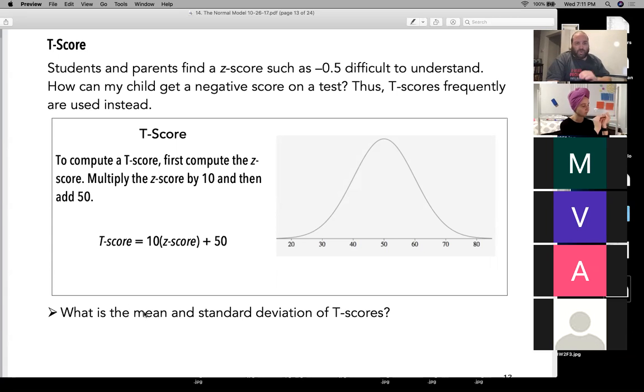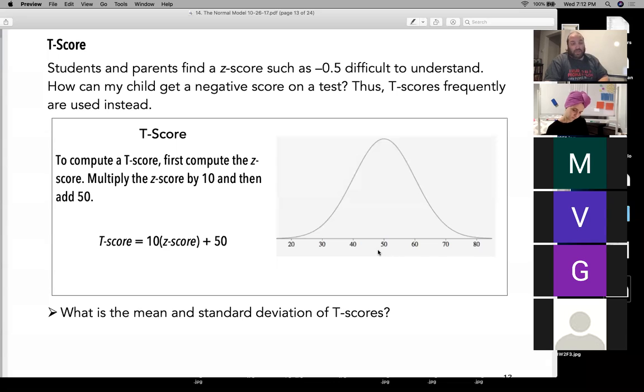So the first question is, what is the mean and standard deviation of the t-score? Well, if the mean of a z-score is 0, doesn't it seem reasonable that the mean of a t-score should be what you get when you plug in 0 for your z-score? If your z-score is 0, what do you get? 50. You get 50, right? So doesn't it seem reasonable that the mean for the t-score is 50? It does. And in fact, it is. It's right here.